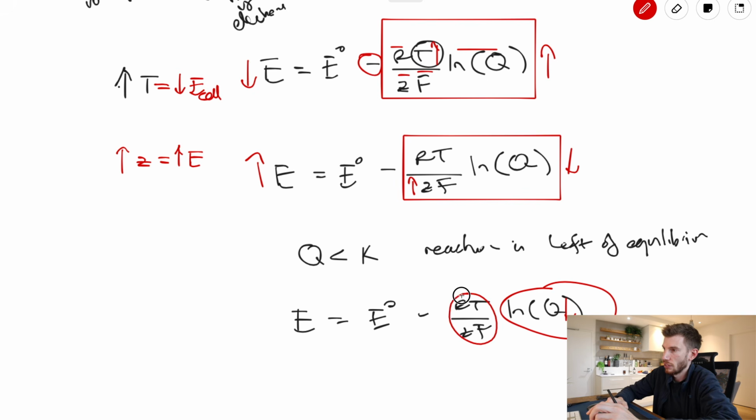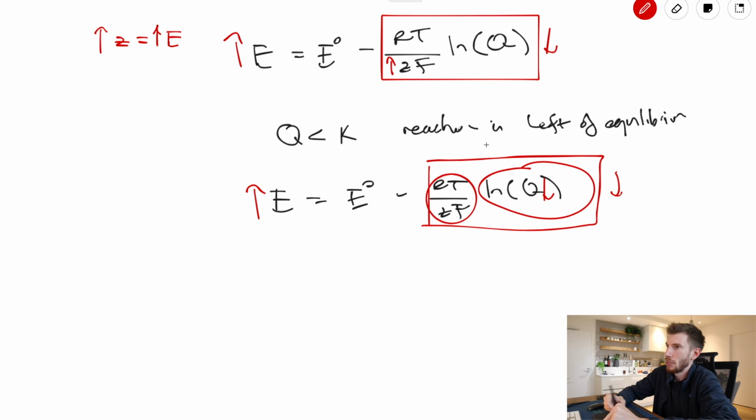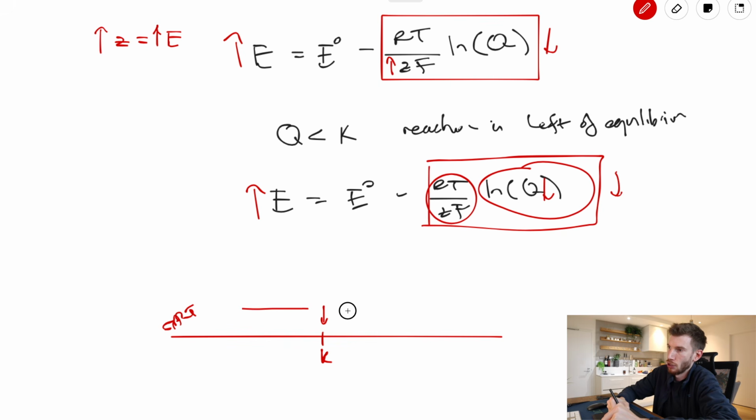All of this is constant, so therefore this whole block gets smaller, and if you take away a smaller number, you get a larger E. So what that means is that in terms of a reaction progress, if K is sitting here, and the reaction starts over here, and finds its balance point here, and it might overshoot and shoot back like that.